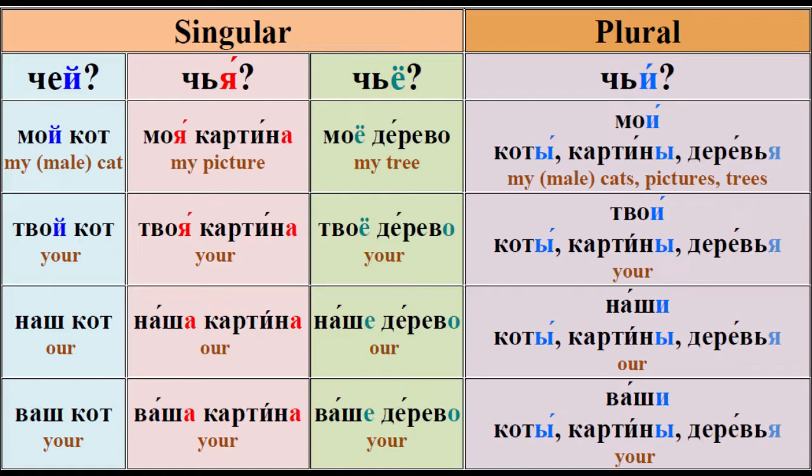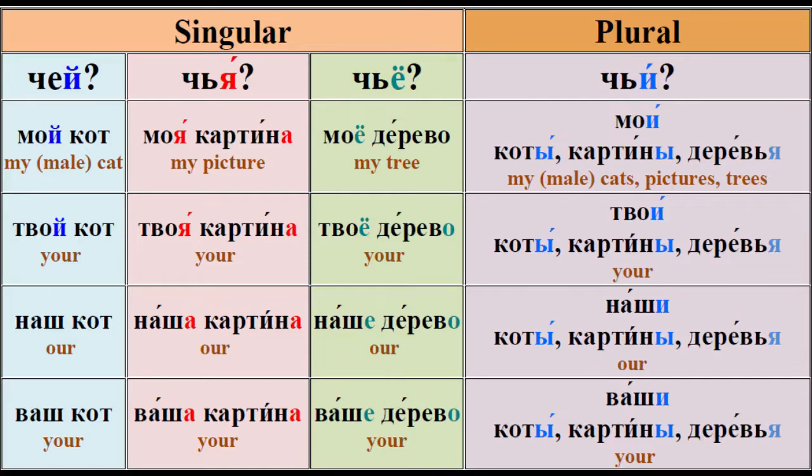If you would like to say your, using the formal construction or when you talk to a lot of people, then this possessive pronoun will sound like ваш if the noun is masculine. Ваш кот. If the noun is feminine, your will sound like ваша. Ваша картина.